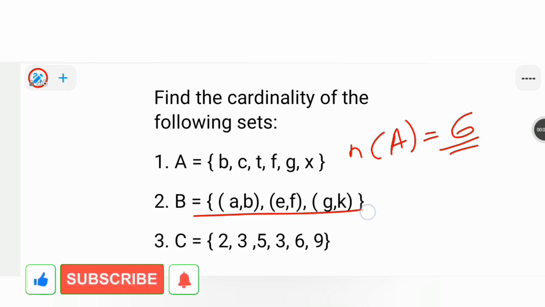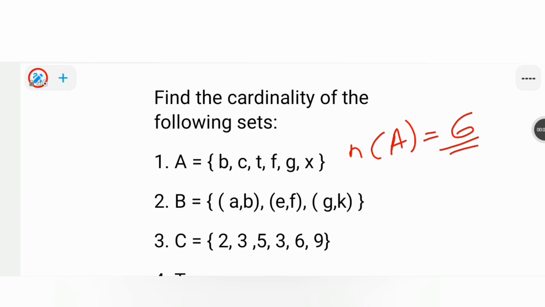Then for this second one here, you're told that B equals {A, B, {E, F, G}, K}. Take note of something. This bracket here means that this is a single element, though they are combined together. This bracket inside shows that they are combined as one. So if you count it, it's just 3 elements that are here: 1, 2, 3. Don't count it like A, 1, 2, 3, 4. No, it's wrong like that. So the number of elements in this set B is just 3.